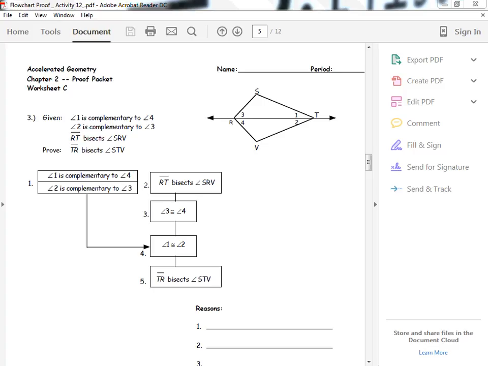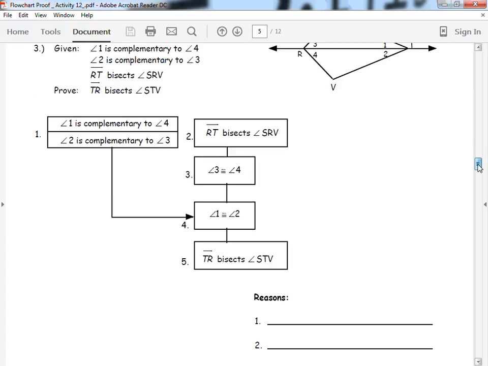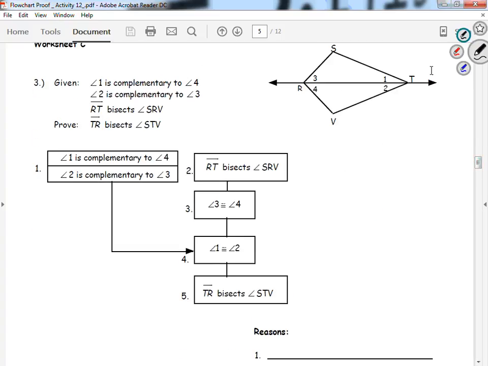Alright, so we're starting on question 3 of worksheet C. I said yesterday we did part of C. The first thing, like I told you guys yesterday, is to start with the easy stuff. Start with the given.